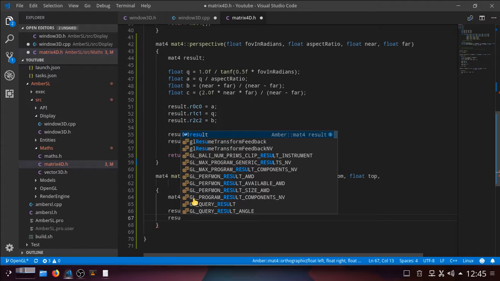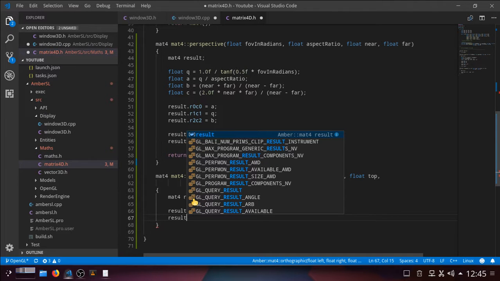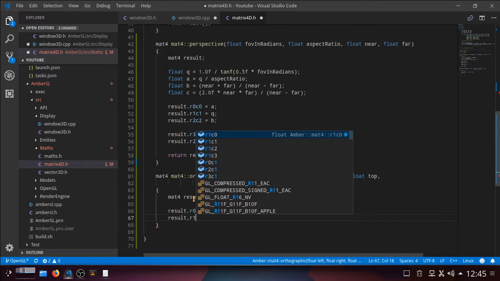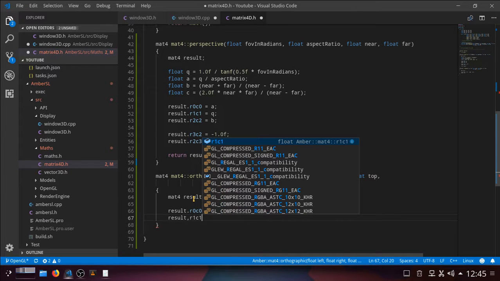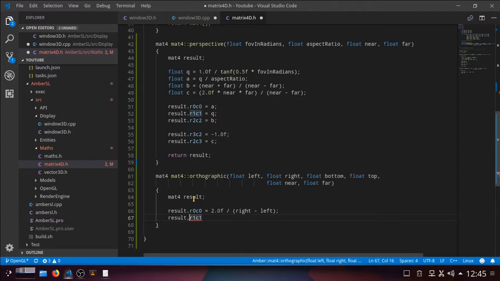Result, next one along, which is R1C1. You can see the pattern's starting to emerge now. I can put dots in. Equals, and that's going to be 2.0F divided by, God, I hate putting divisions in. I should have thought about that. My bad. Never mind.